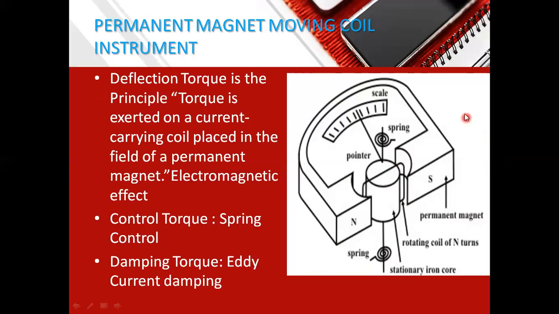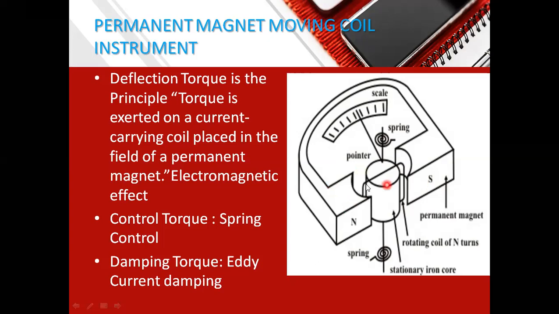So we'll have a quick recap on permanent magnet moving coil instrument construction and different torques. This is the construction overview of permanent magnet moving coil instrument. We'll have a horseshoe magnet and then we'll have pole pieces attached to it. Then we'll have a core. This is pole piece core.